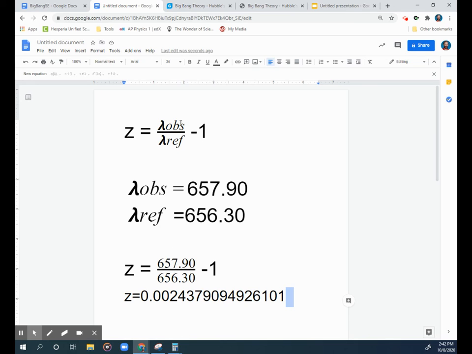If it was the other way around, if the observed wavelengths of the star were smaller than the reference, what they should be, then you'd come up with a fraction here. When you subtracted 1, you would end up with a negative value, and that would tell you that your wavelengths on the top are shorter than they should be, and that would happen because you're blue shifting, you're moving toward the observer. Okay, so that's how that equation works.